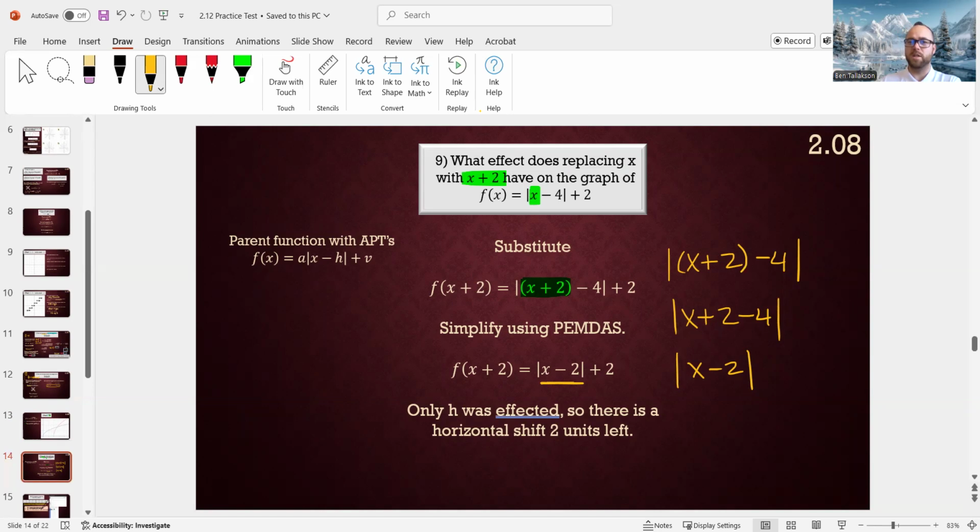So back to the question at hand, what effect did it have? Well, let's take a look. In our original function, h was 4. Now, h is 2. So we're just going to use the x-axis. We don't care about the y, right? We're just talking about the horizontal movement. If we went from 4 to 2, that means there was a horizontal shift 2 units to the left.